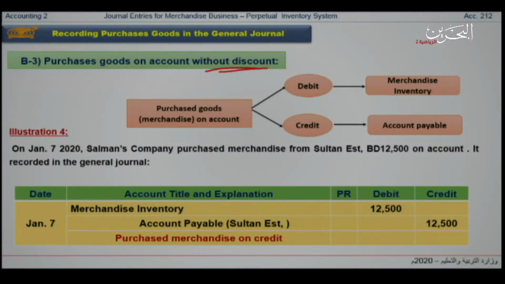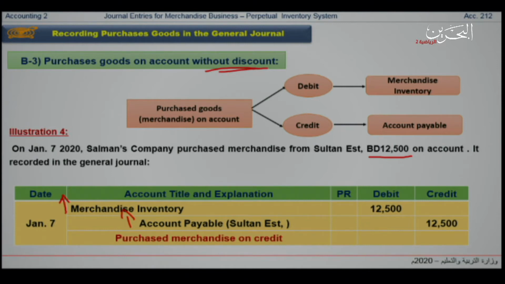In our example, Salman can purchase merchandise from Sultan with an amount of 12,500 on account. On this purchase, I didn't pay cash, I keep it on account. So my purchases, which is the merchandise inventory in my company, will increase because I purchased more inventory, but I didn't pay for this purchase. I keep it on account.